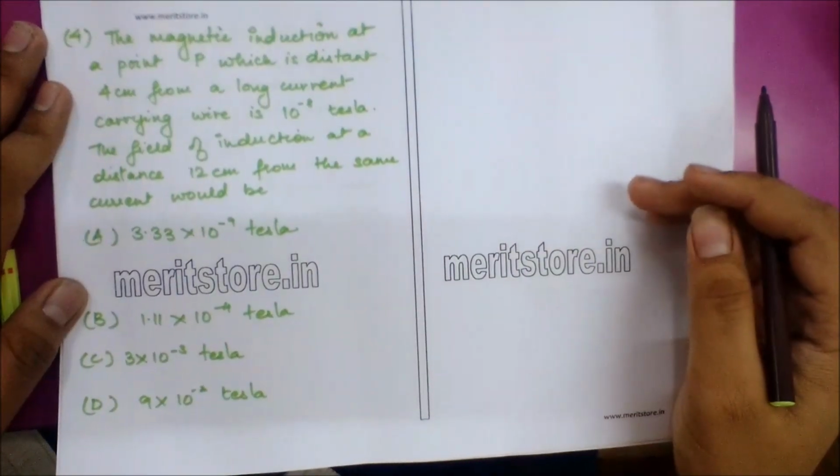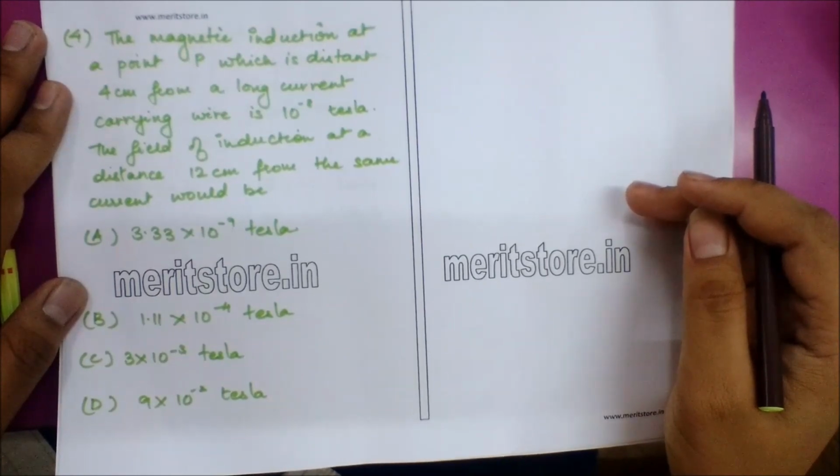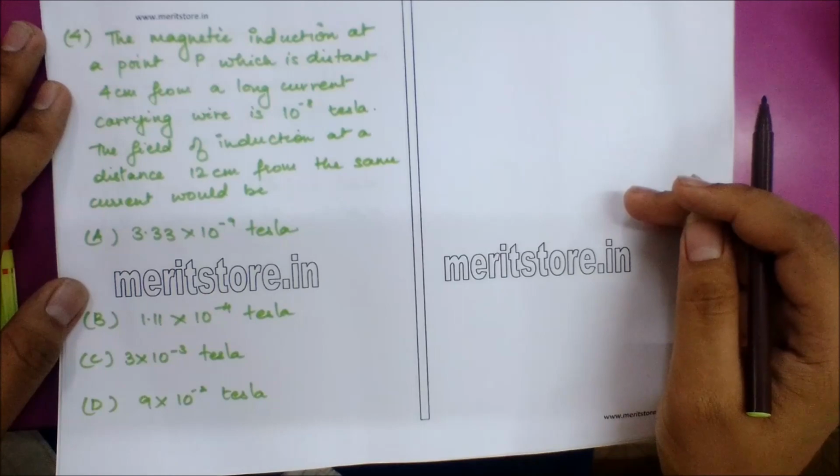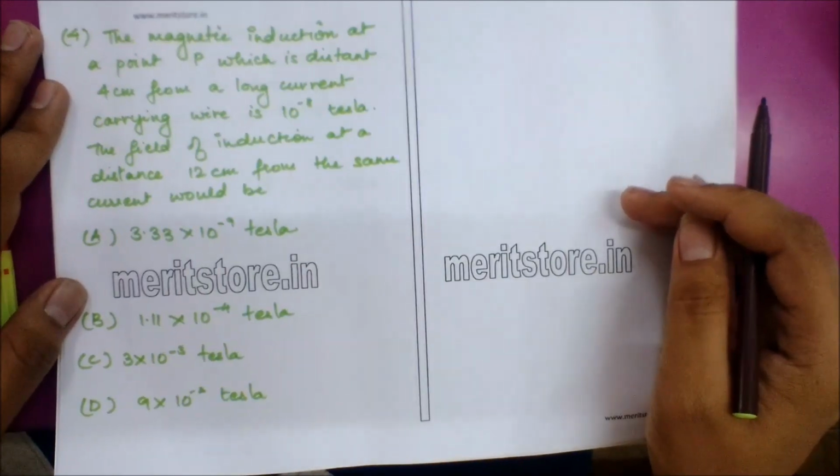Question number 4. The magnetic induction at a point P, which is at a distance of 4 cm from a long current carrying wire, is 10 raised to minus 8 Tesla. The field of induction at a distance of 12 cm from the same current would be.